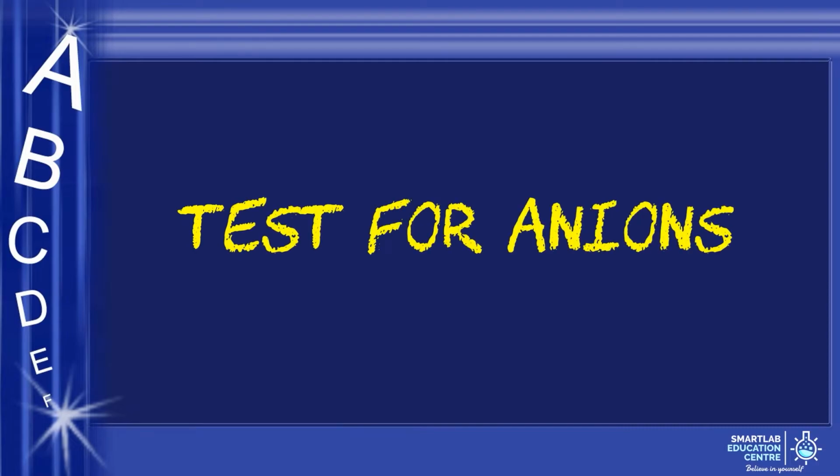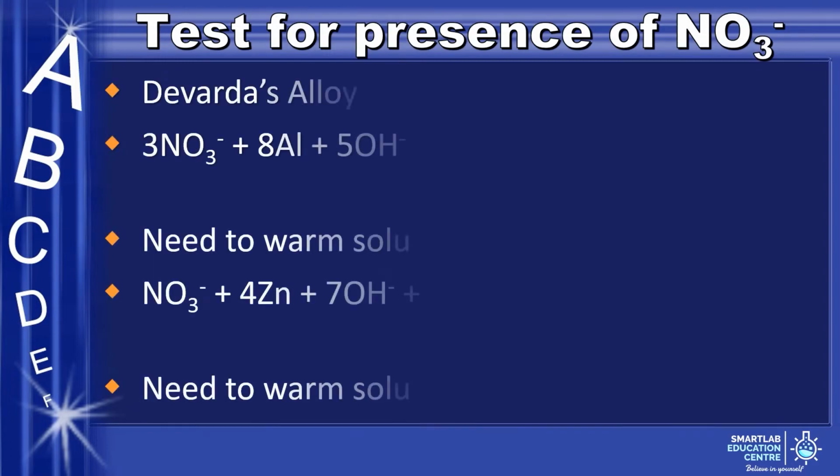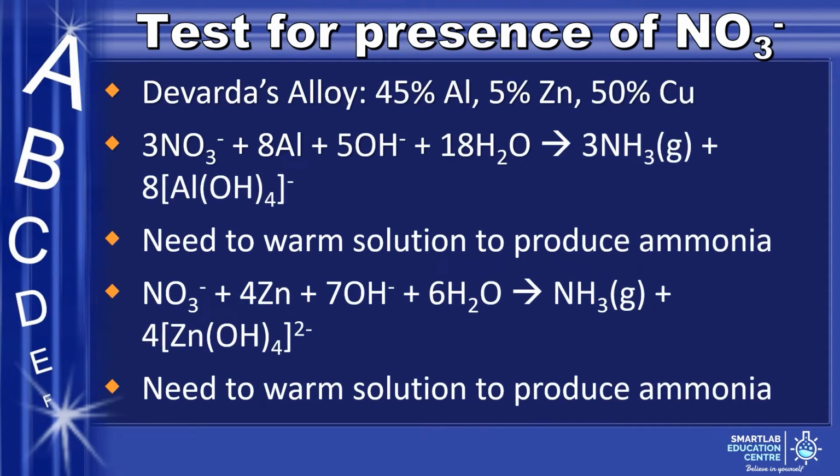Test for anions. In order to test for the presence of the nitrate ion, make use of Devarda's alloy, which is zinc and aluminium, and the alloy will react with nitrate, and if the solution is warmed, ammonia is produced as seen in the equations below.